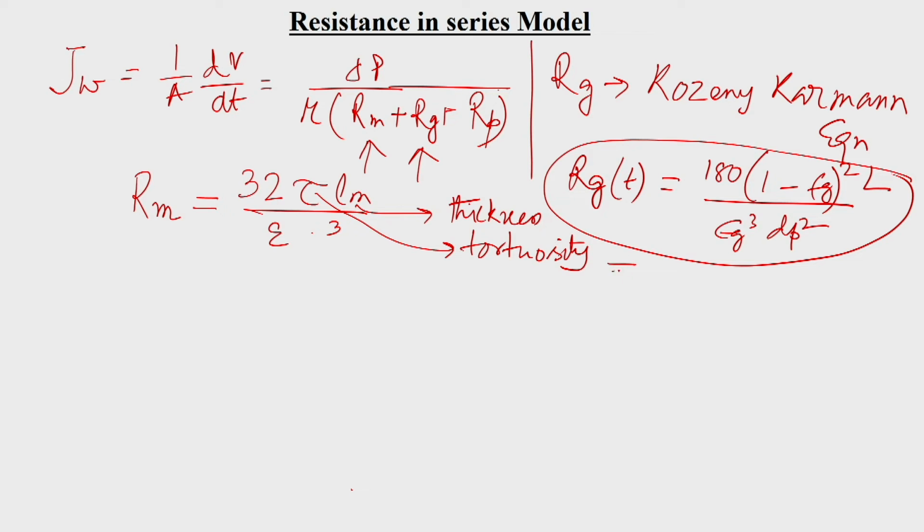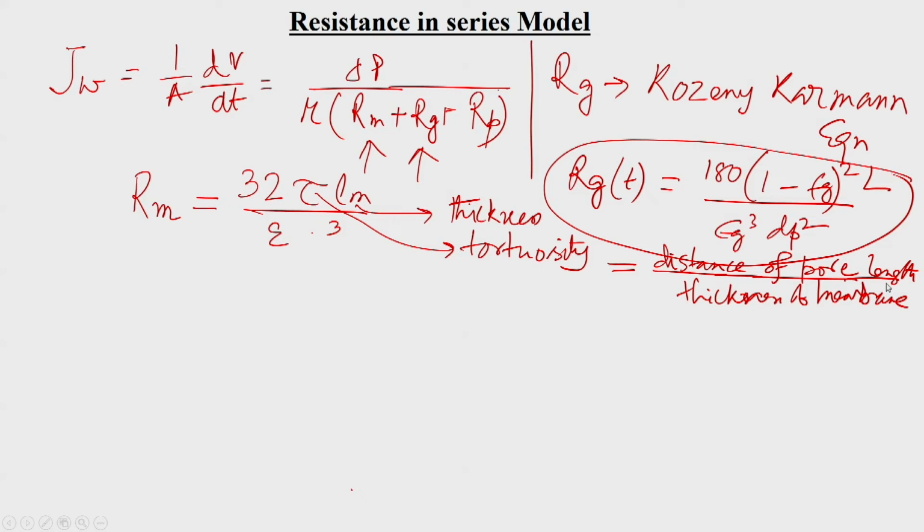Tortuosity is the ratio between the distance of the pore divided by the thickness of the membrane. If the path through the membrane is not straight, not following a straight route, then the distance of the pore, the pore length, divided by the thickness of the membrane gives the tortuosity.